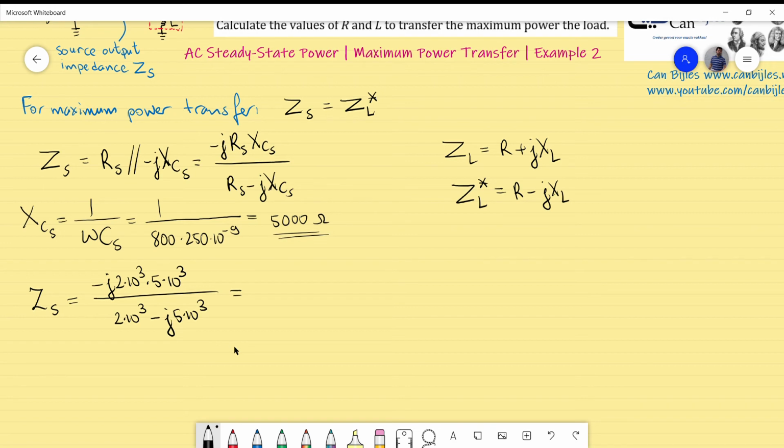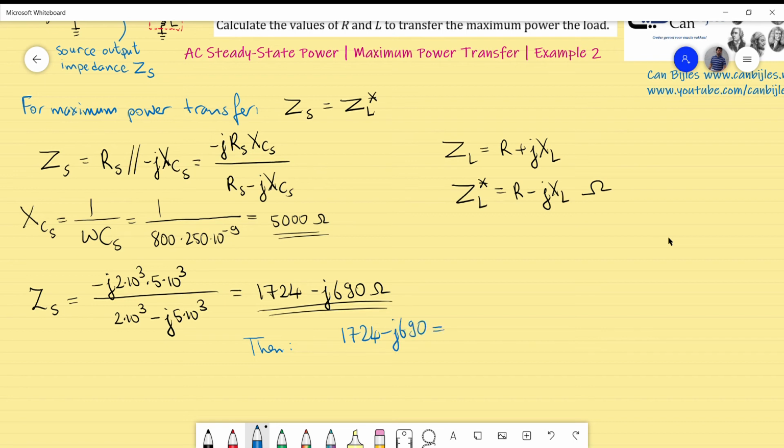If you rewrite this and rearrange the values such that you have an expression in the rectangular form, after following these steps you will get 1724 minus j690 ohms. Now, as you can see, I have to equate this expression to this expression, because this is also in ohms, of course. So what we have is the following: 1724 minus j690 must be equal to R minus jX_L.